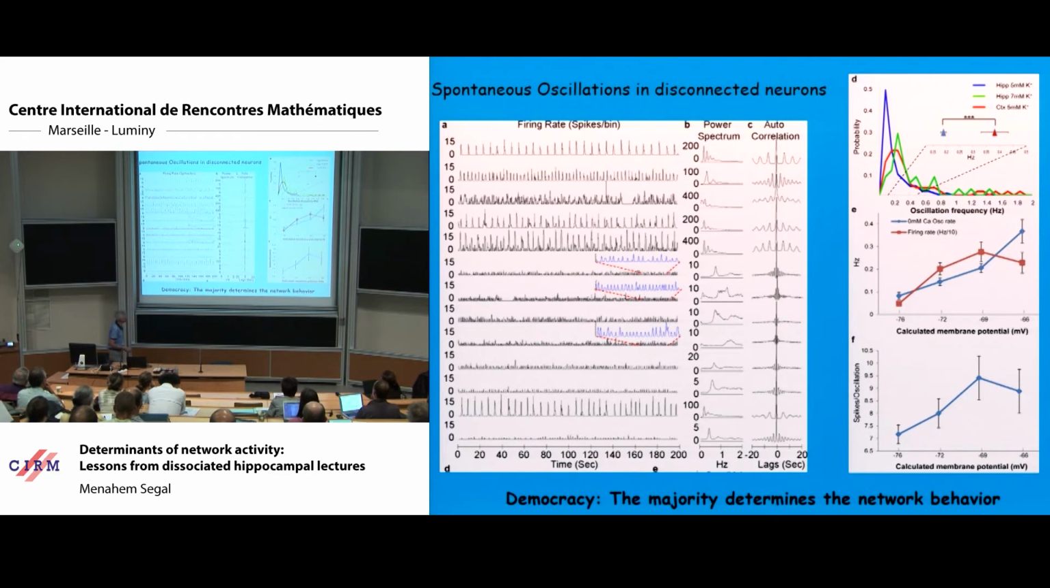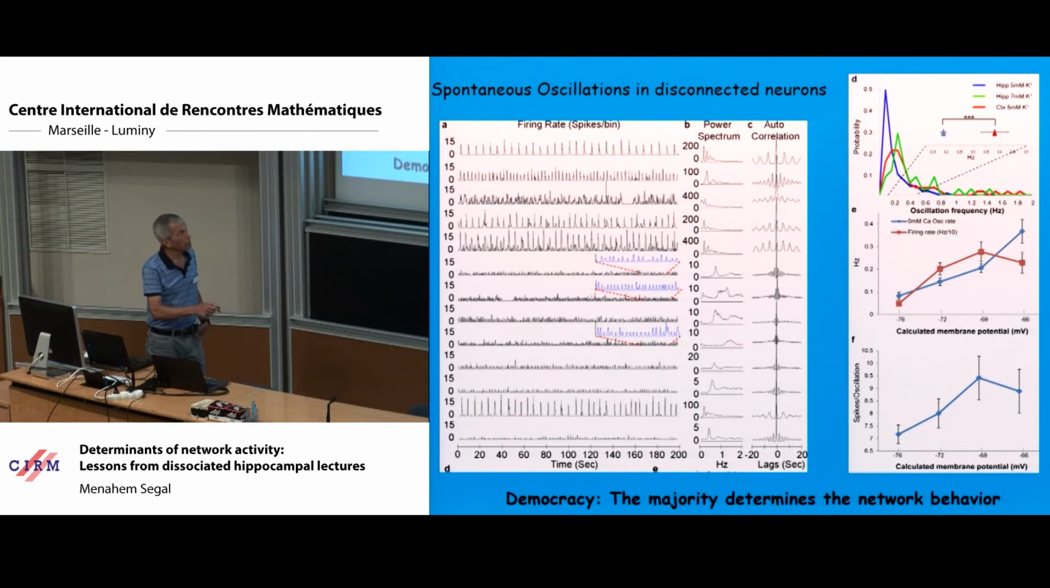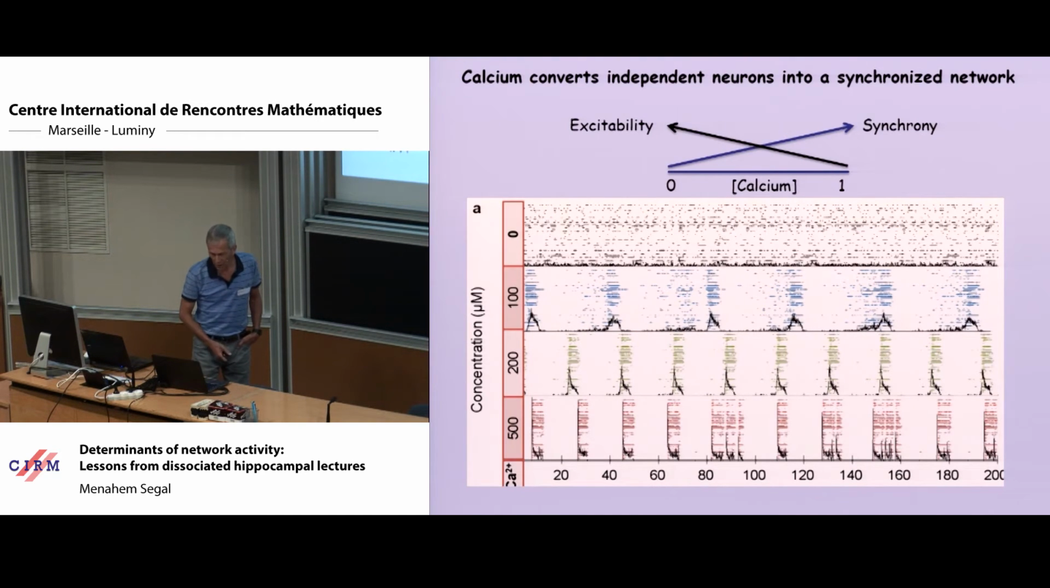So the conclusion from this is that there is a democracy. The majority of the neurons, even though they fire irrespective of each other, when they are connected, the network burst is the average of the total activity in the neurons. What we can conclude is that when we remove calcium, excitability goes up. We know that from other studies that we have done and others. When we add calcium, synchronicity dominates, and excitability is going down.